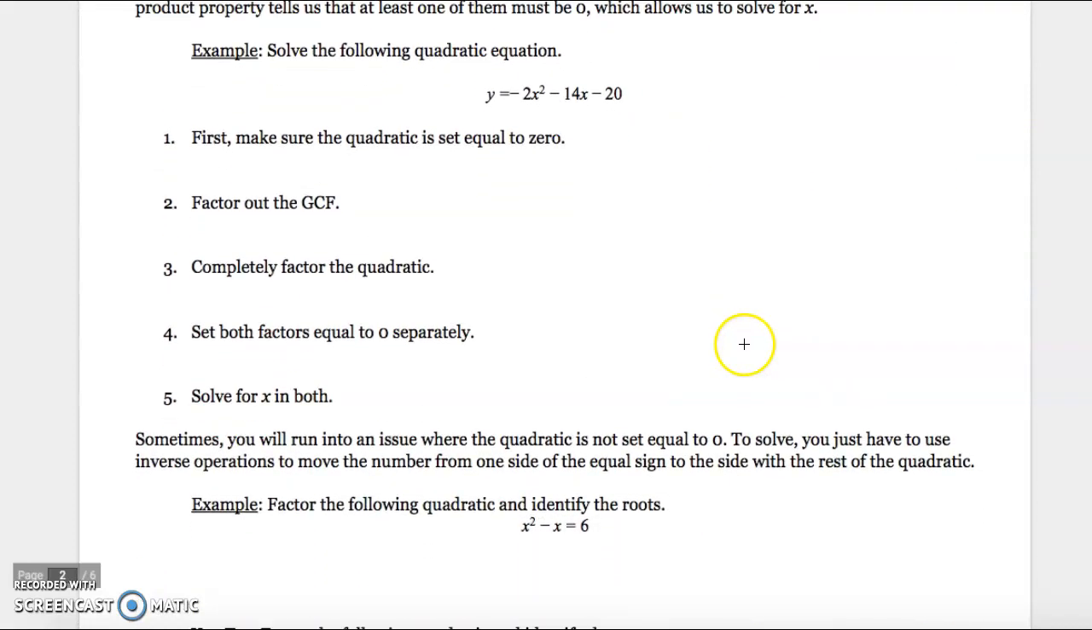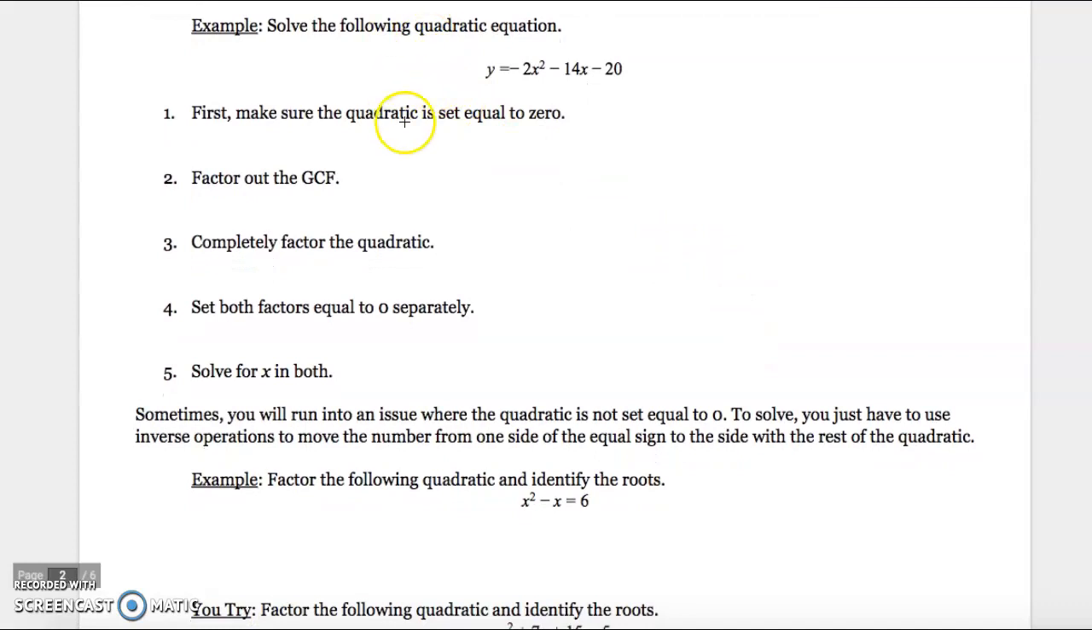Okay, so when you have to solve a quadratic equation, first you have to make sure your quadratic is set equal to 0. So we'll do negative 2x squared minus 14x minus 20, and we set it equal to 0. Then your first step after you make sure it's set equal to 0 is to factor out your GCF if there is one. So I think I can pull a negative 2 out of all of these.